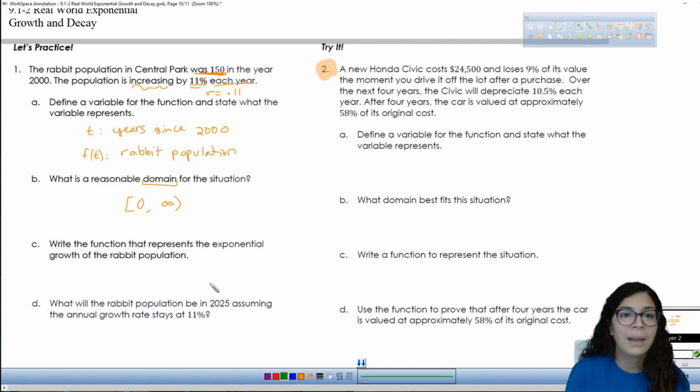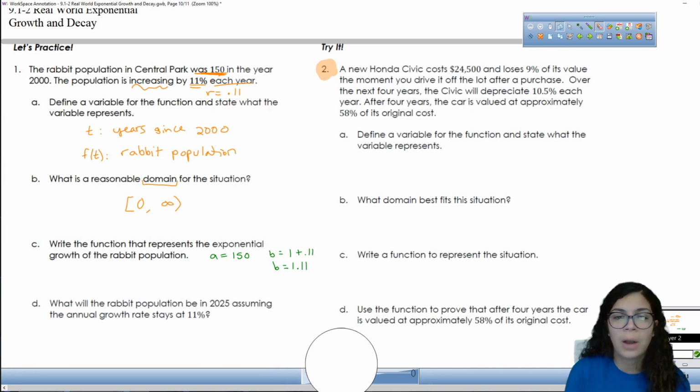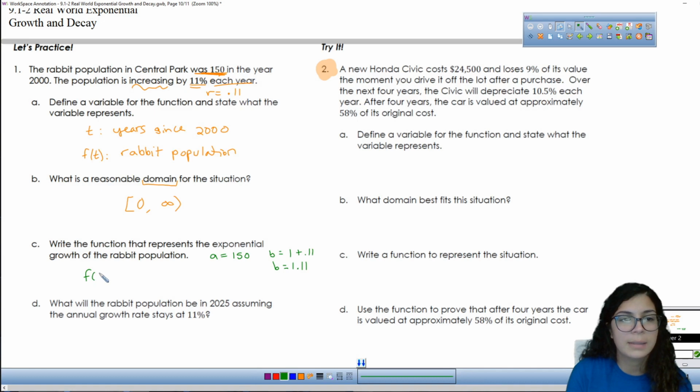So I already have the a value, the y-intercept, the initial amount, which is 150, and then the b value, since this is growth, the population is increasing, it will be 1 plus 0.11. So the b value is 1.11. So the function here, we said our output was f of t, so we'll write this as f of t equals 150 times 1.11, our b value, to the power of t.